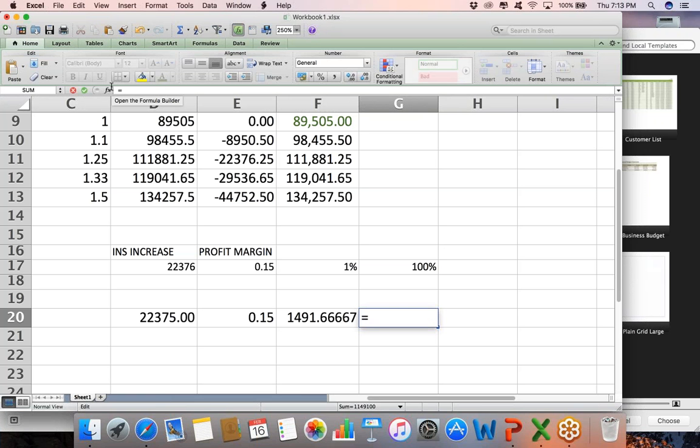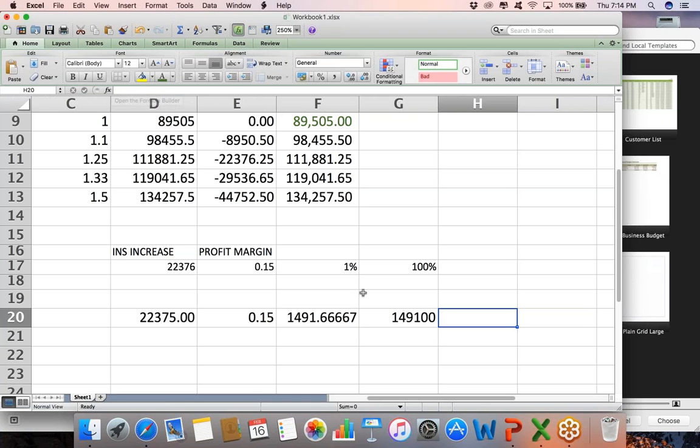For some reason, that formula didn't work. I think I put too many numbers in there. 1491. Sorry about that. Times 100. Okay, there we go. Sorry about that. I don't know what I did. I think I put an extra number in there.